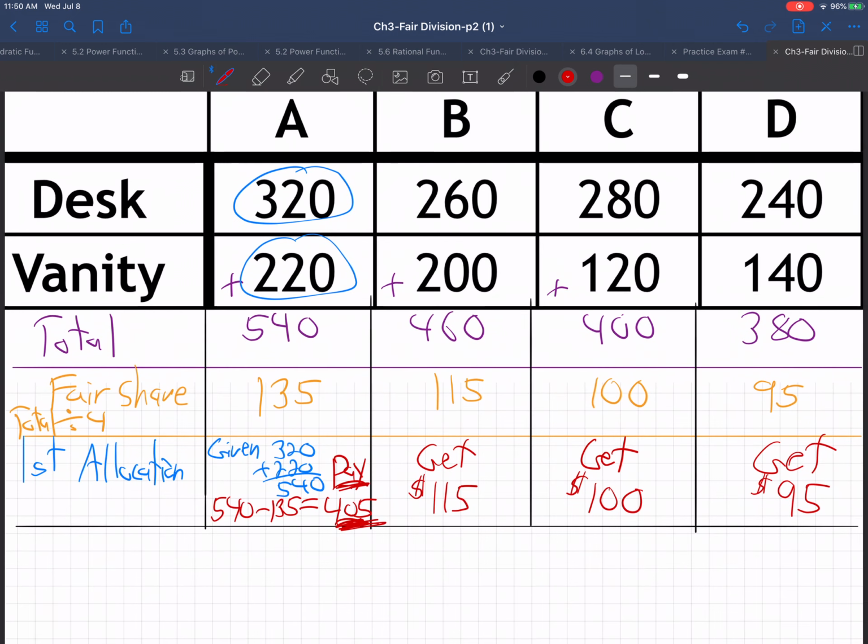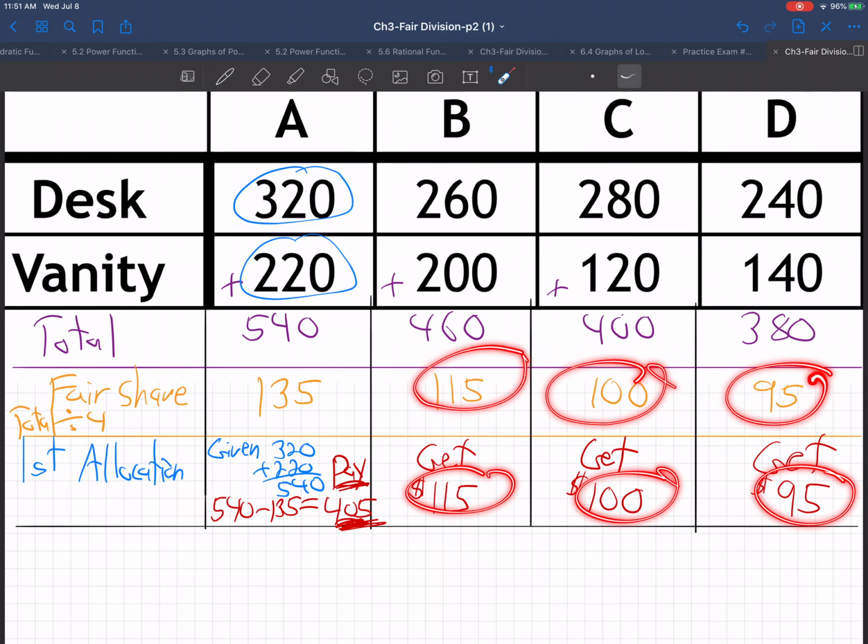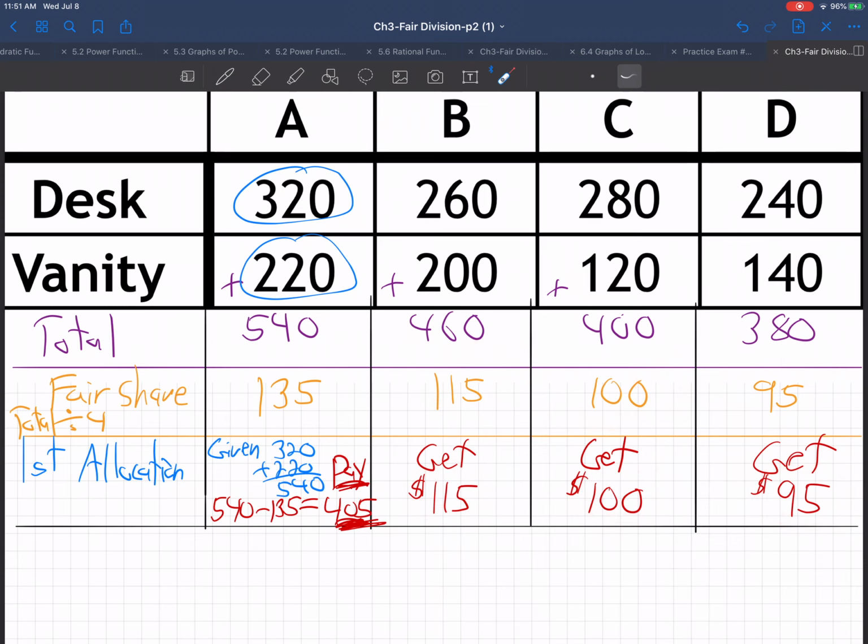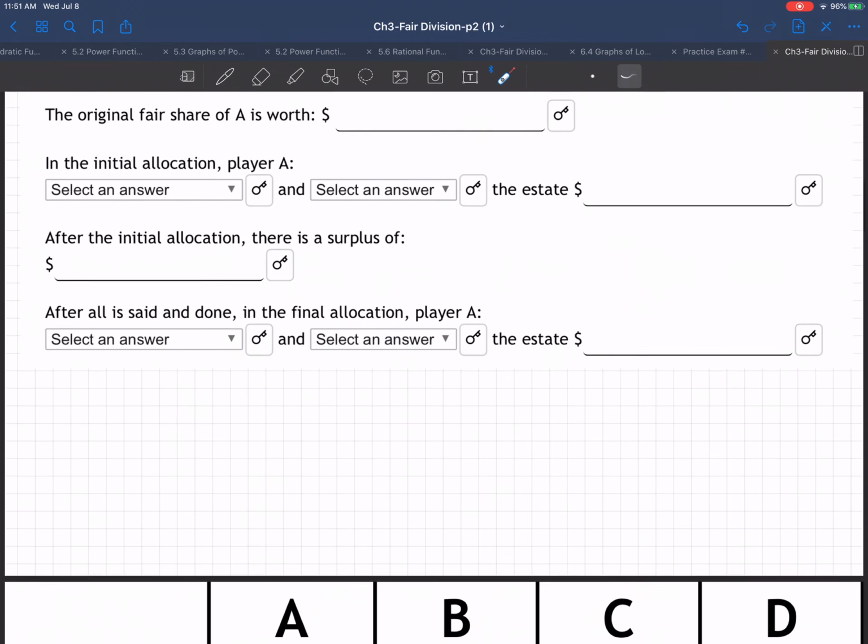So right now, everybody's got a fair share, don't they? Everybody's got exactly a fair share. You might say, well, no, A got more stuff. No, A got more stuff, but he got $540 worth of stuff, which is way more than his fair share, but then he paid back the difference, $405. So in the end, he got fair, and they all got fair because they got their fair share numbers in cash. So everybody got their fair share right now. That's the first allocation. Let's go answer that up here.